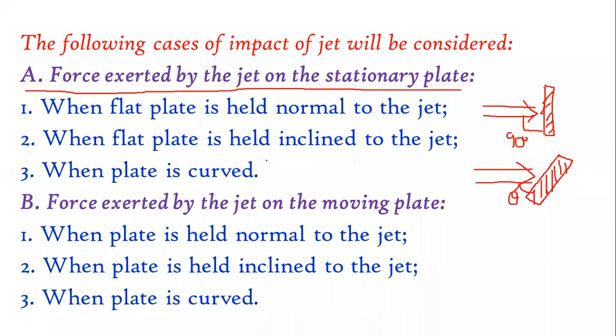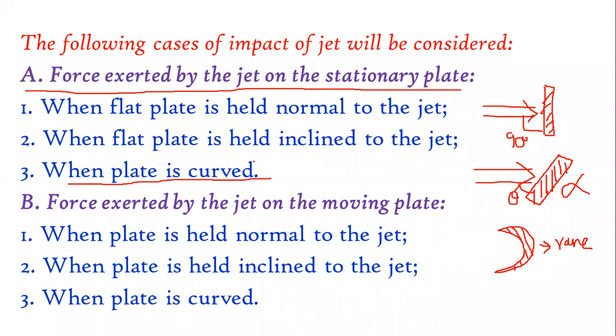Now today we are going to study the third case, which is when the plate is curved. That means in this case the plate is not going to be flat. It is going to be in a curved position in this manner. This will be the shape of the plate, and it is also known as a vane. So we'll call it a curved plate or a curved vane.